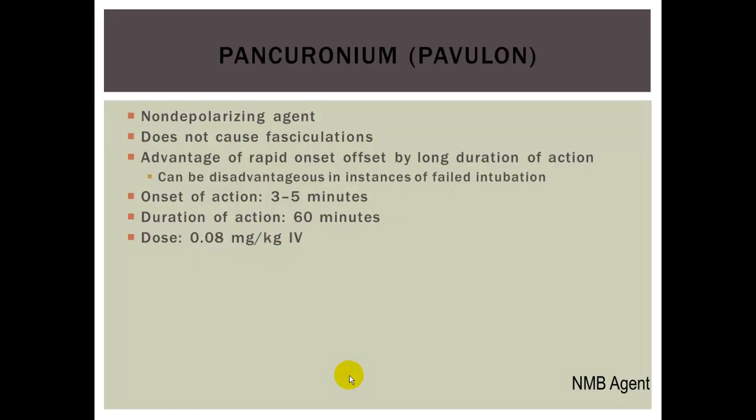Pancuronium bromide or Pavulon, non-depolarizing agent, again, does not cause fasciculations. Advantage of rapid onset, offset by long duration of action. Can be disadvantageous in instances of failed intubation. This is why right here. Onset of action is going to be in about 3 to 5 minutes. However, it's going to keep your patient down for about an hour. Dose on this is going to be 0.08 milligrams per kilogram IV.